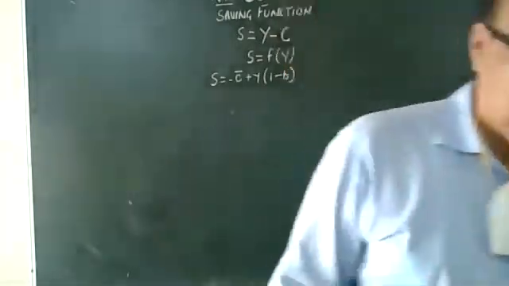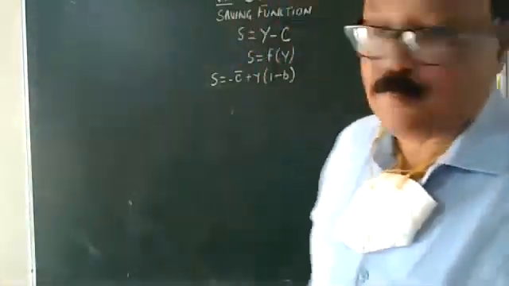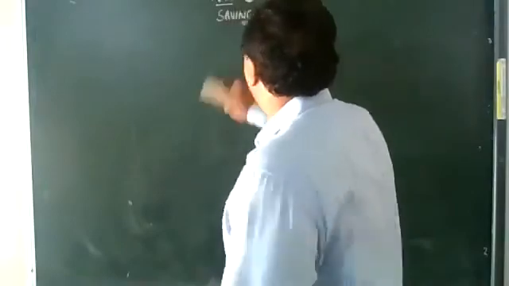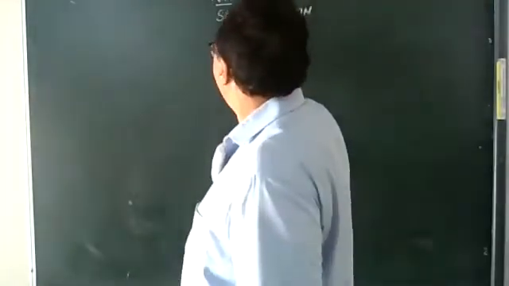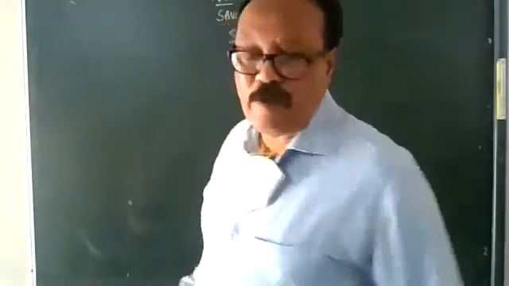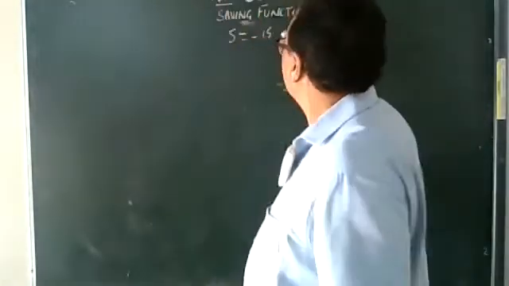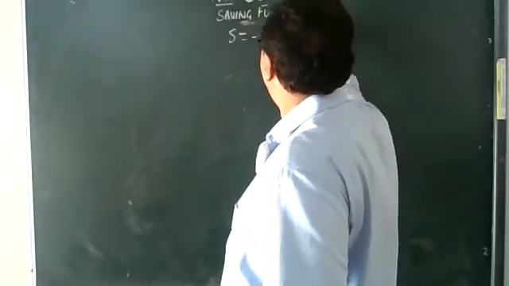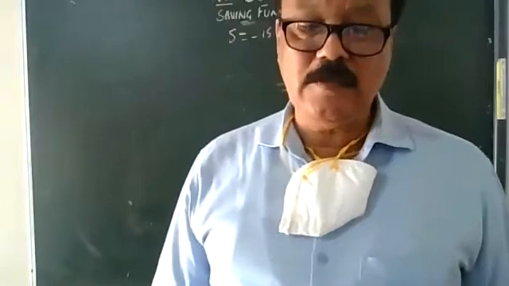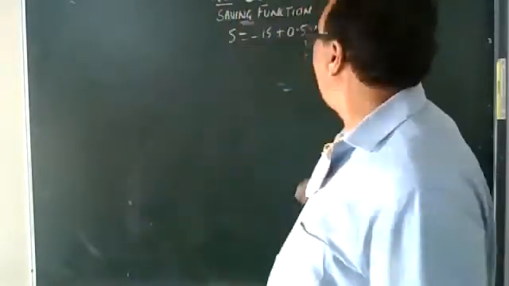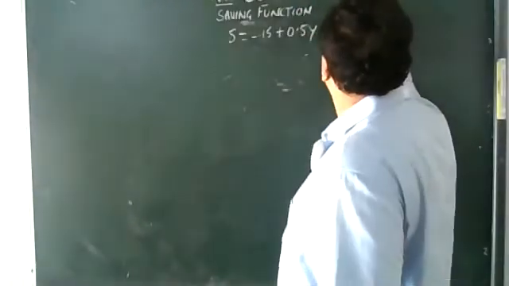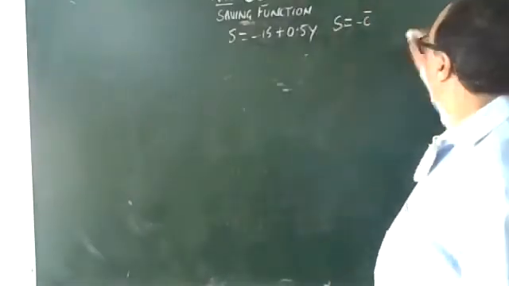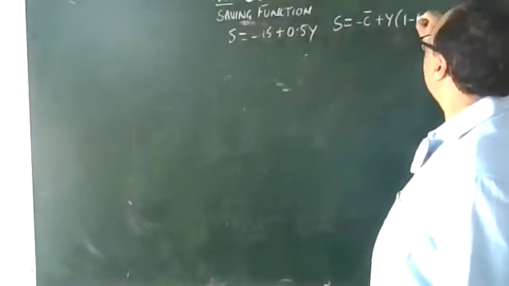Now using this, suppose I say consider the following saving function given as S is equal to minus 15 plus 0.5 Y. This is the saving function given to us. Now what is the actual formula of savings? Savings is equal to what? Minus autonomous consumption plus Y into 1 minus b.